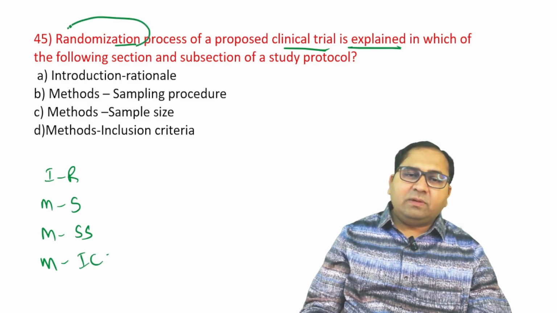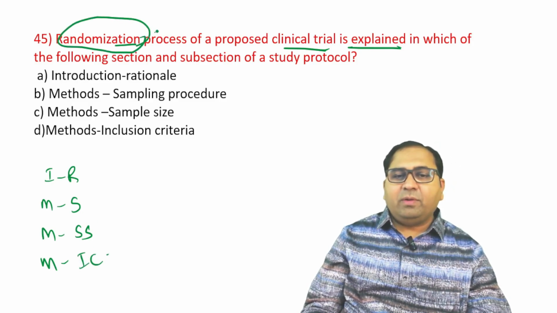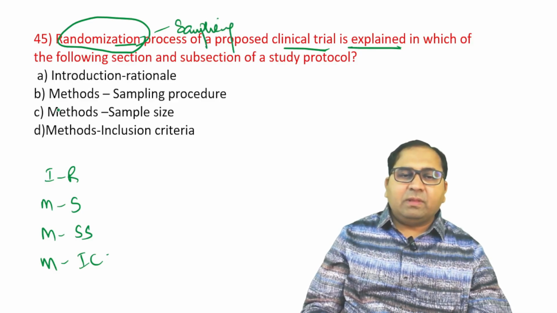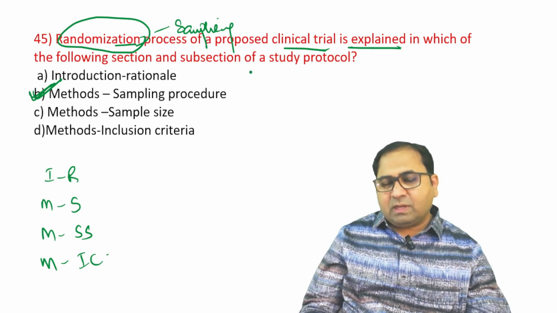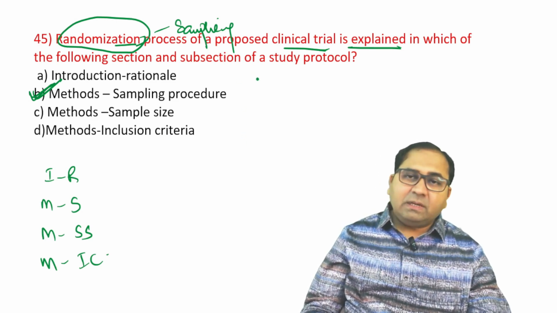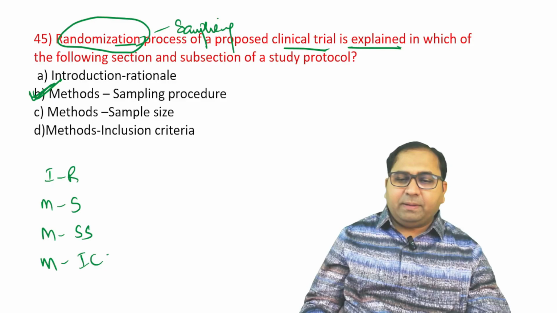So randomization, when do you do it? Whenever you are doing sample collection. So it is known as sampling. So the answer for this question is option number B. If this question comes in the examination, please put the answer as option number B.